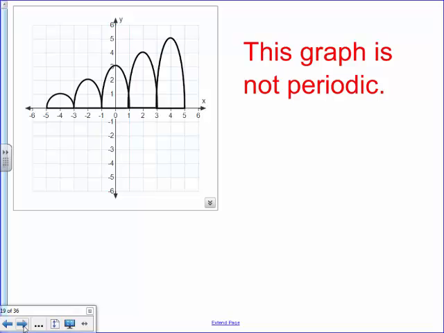If I look at this one, they have the same distance between: 2, 2, 2, 2, 2, but is it the same pattern? No. It goes up about to 1 here. Now it goes up to 2. Now it goes up to 3. So the pattern is not the same. So pattern screws it up, so it's not periodic.